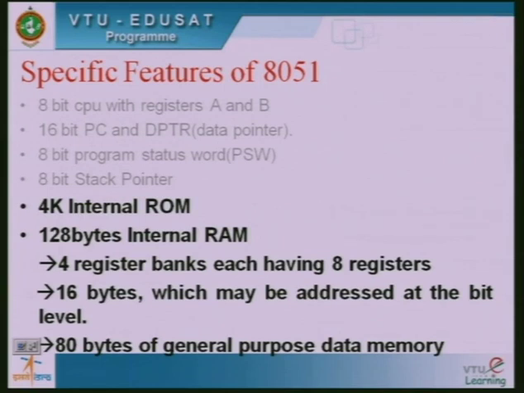All these things we have already discussed in the architecture. There is a 4K internal ROM to store the program, and 128 bytes internal RAM to store data and operands. Out of these 128 bytes, there are 4 register banks, each of them having 8 registers. So 8 fours, 32 registers in total out of 4 register banks. Then 16 bytes which may be addressed at the bit level. So we have 16 bit addressable memories. Every bit can be addressed.